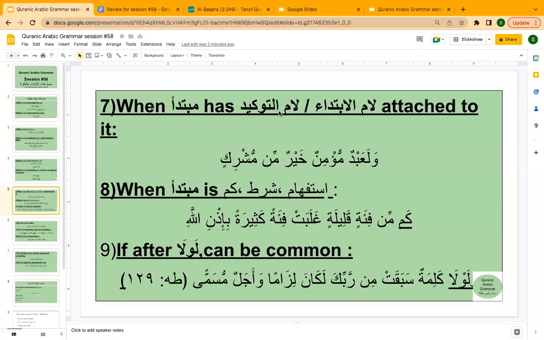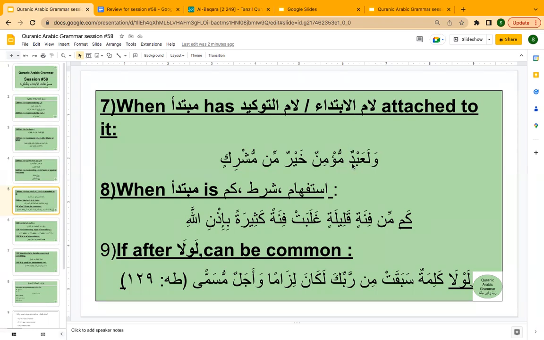So la abadun. In this verse, what do we see here? This lam. So this lam is translated as surely, surely. So this lam of emphasis, when it attaches itself to a word, it is allowed for that mubtada to be common. So here, when you look at abadun mu'minun, how many reasons are there for abadun to be common?